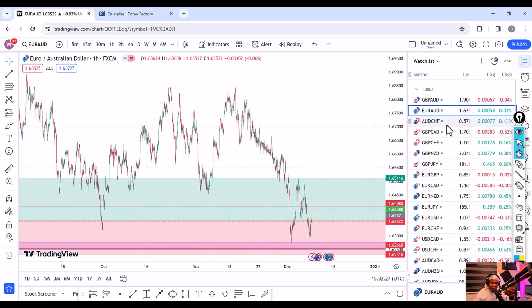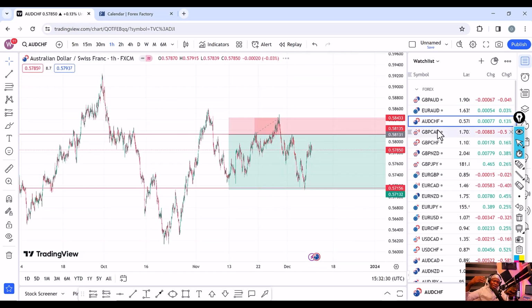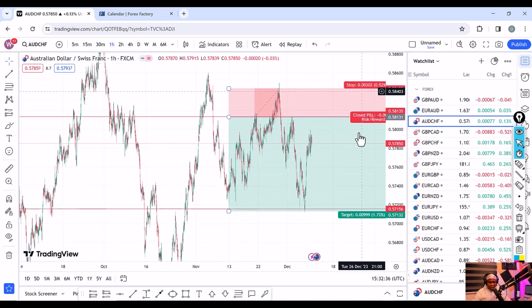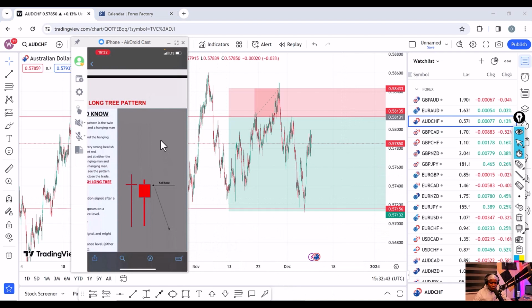Then lastly, AUD CHF. Remember I said AUD is going to fall. That's the signal I'm seeing. See guys, let me show you. I shouldn't be showing you this, but okay, I'll just jump ahead and show you.